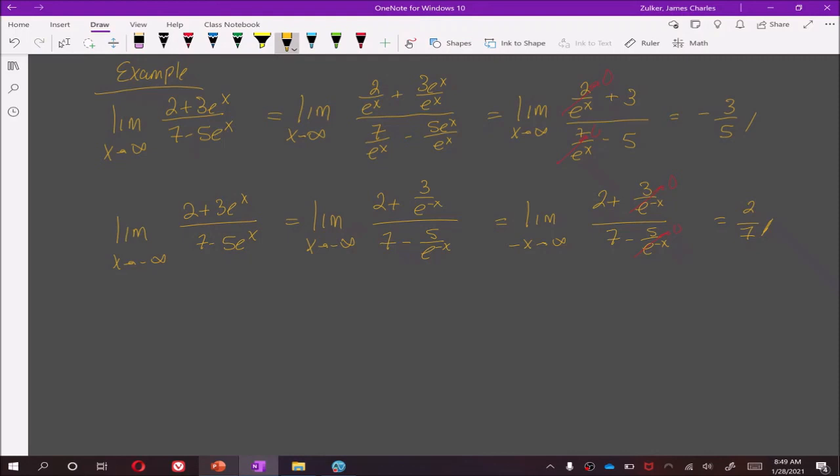Now, later on in this lecture series, probably about halfway through, we will study a different technique of evaluating these types of limits. But for now, that's how we're going to be dealing with limits at infinity. So that concludes this video on limits at infinity. The next video in this series will give the precise definition of a limit.